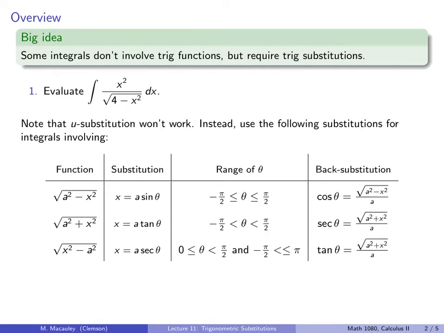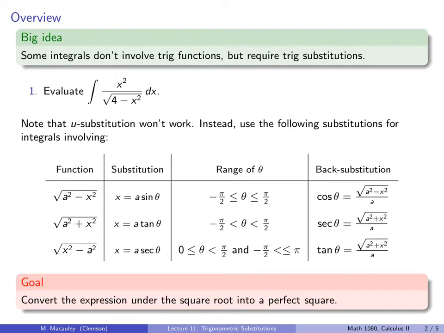That has the same form as this. So my first step is to substitute x equals a sine of theta. And a, of course, here is 2. Now this range and this back substitution, you don't need to memorize. This is what's going to happen when you do the substitution. It's not something you have to learn or memorize. It'll just fall out.